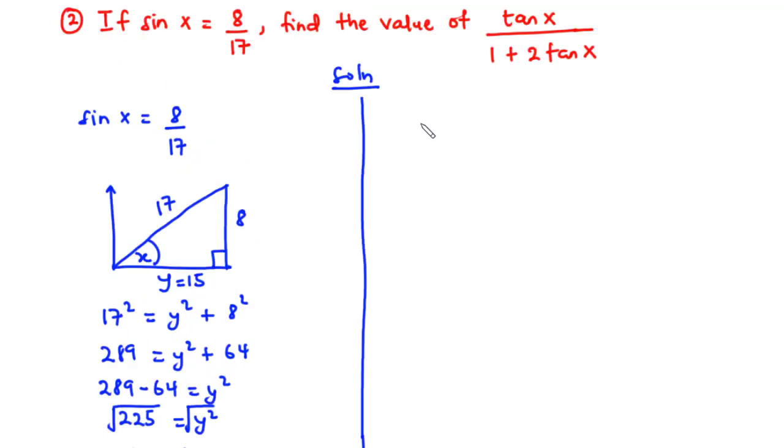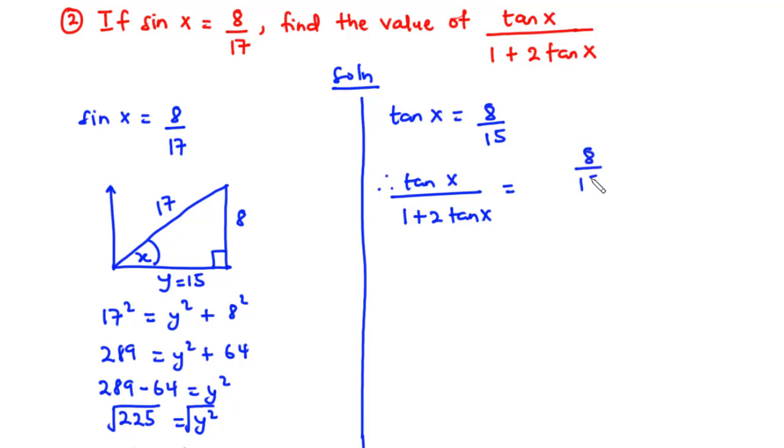Now since y is 15, let's find tan x. So we have tan x to be the opposite over the adjacent. The opposite is 8. The adjacent is 15. Now let's substitute 8 over 15 in place of tan x into this expression. Therefore, tan x over 1 plus 2 tan x is equal to 8 over 15 divided by 1 plus 2 times 8 over 15.